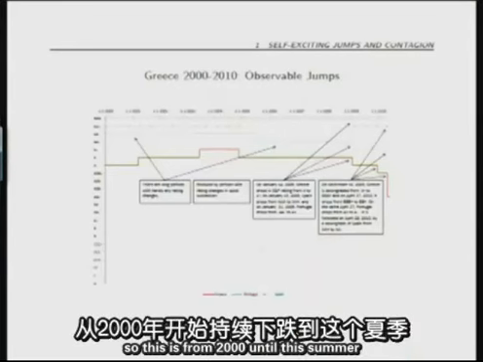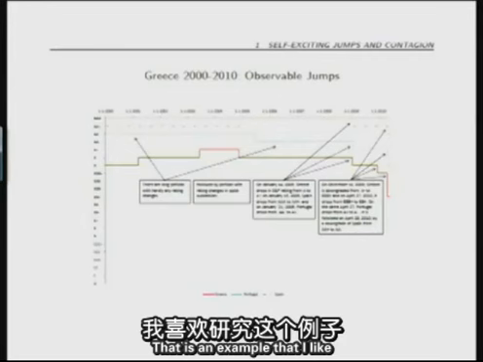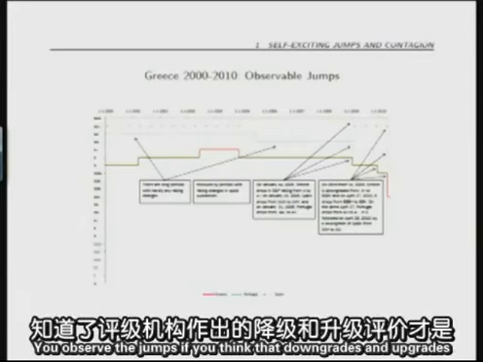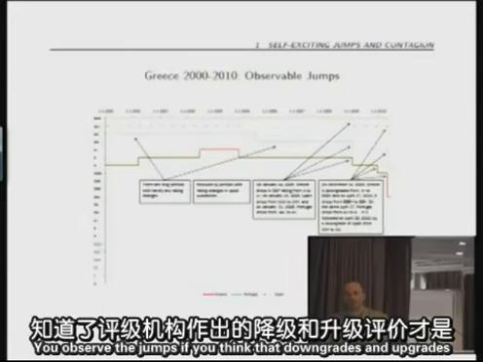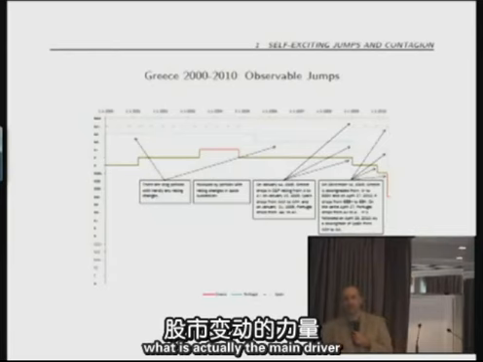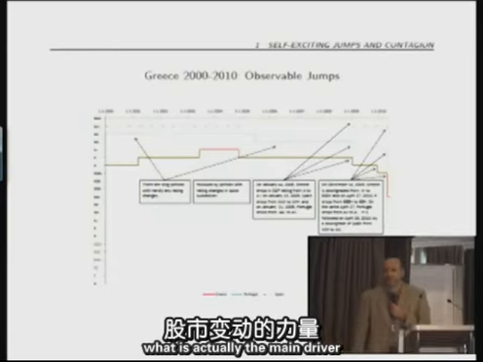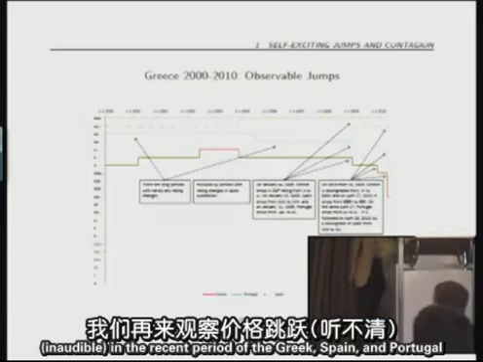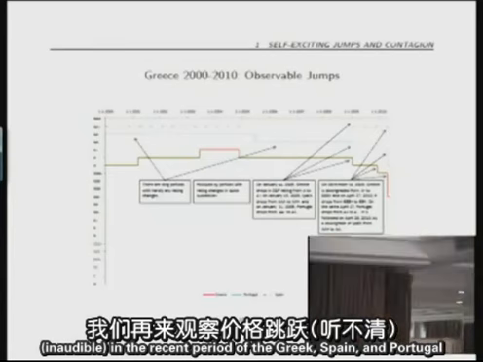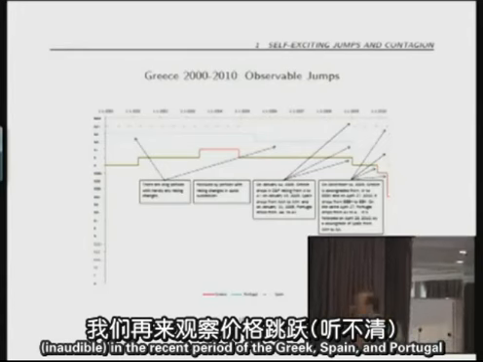Another example, more recent, is what happened to Greece over the past spring. So this is Greece from 2000 until this summer. And that's an example that I like because you actually have a sense of observing the jumps separately from the asset returns. You observe the jumps if you think that downgrades and upgrades by the rating agencies are the main driver, certainly in the recent period of the Greek crisis. In this case, you have three countries: Greece, Spain, and Portugal.